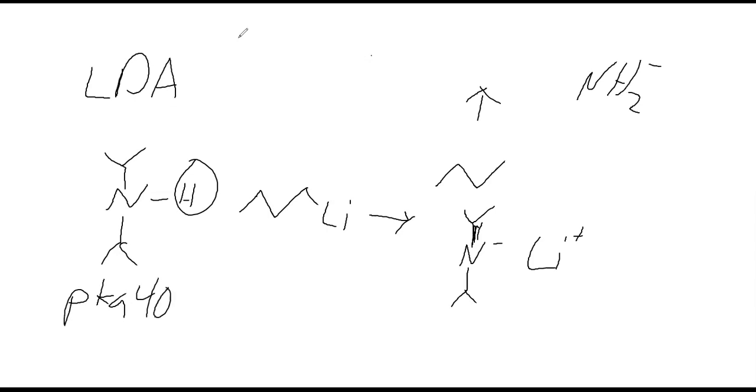So this guy won't react with our electrophiles. It's a strong base, but a very weak nucleophile because of its bulkiness. The isopropyl groups will keep this from attacking carbonyls, keep it from further reacting. This is just going to be a bulky base that attacks the protons. A bulky base is a poor nucleophile, but a strong base.